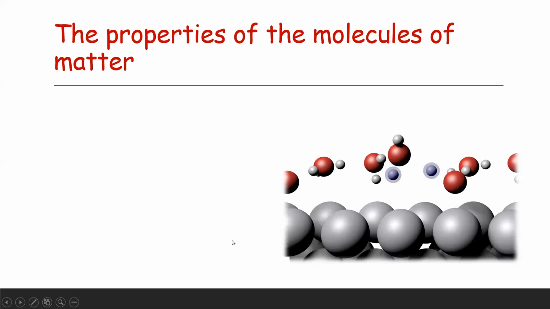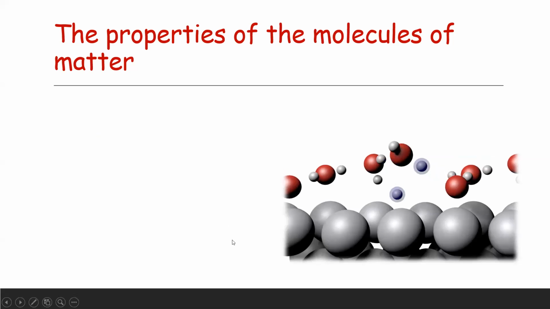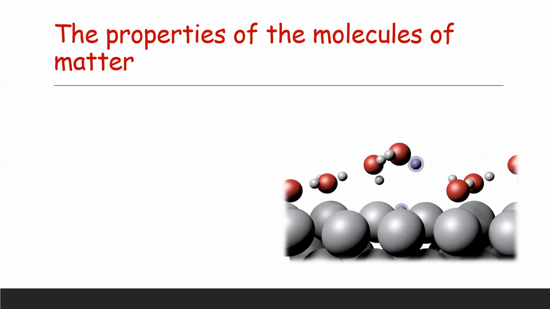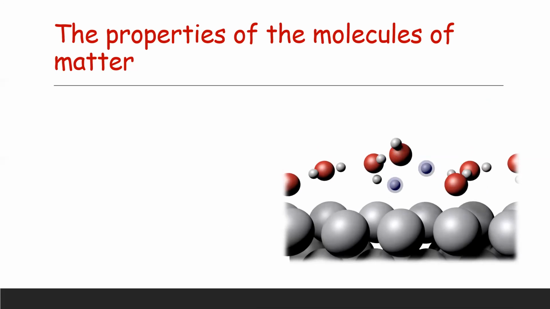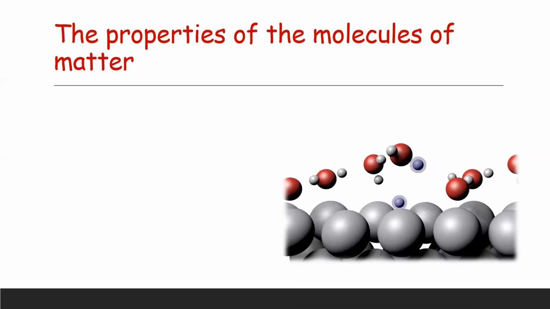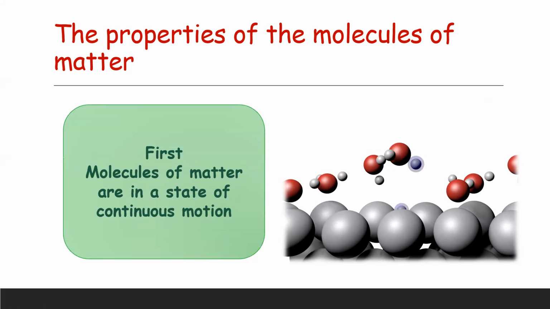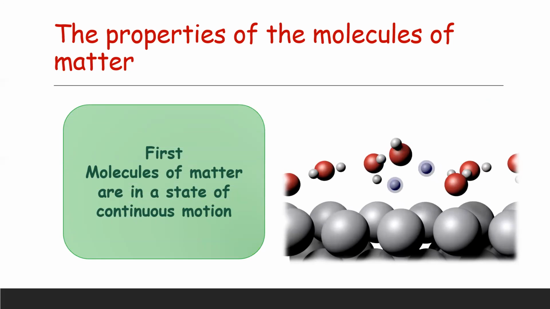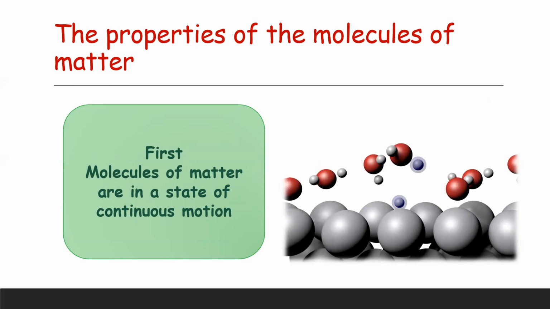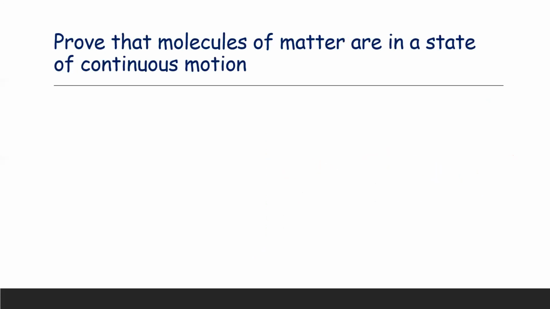Okay, let's see this. Can you see this picture? There are the shapes of the molecules. They are in continuous motion. We can't see them because they are very small, so that's why we can't see their movement. How can we prove that they are moving? The first property we are speaking about: molecules of matter are in a state of continuous motion. They are moving all the time.